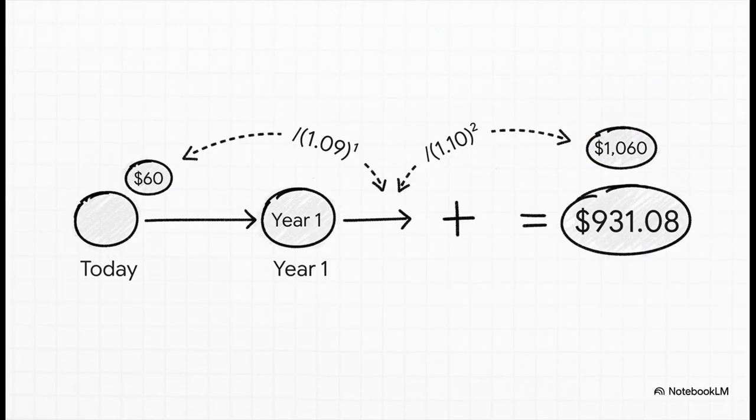This example ties it all together beautifully. So this bond is going to pay you twice. The first payment, a $60 coupon, comes in 1 year, so we value that using the 1-year spot rate of 9%. The second payment, the big one, $1,060, arrives in 2 years, so for that one, we have to use the 2-year spot rate of 10%. We bring each of those future payments back to what they're worth today, add them up, and we get the bond's precise true price: $931.08.